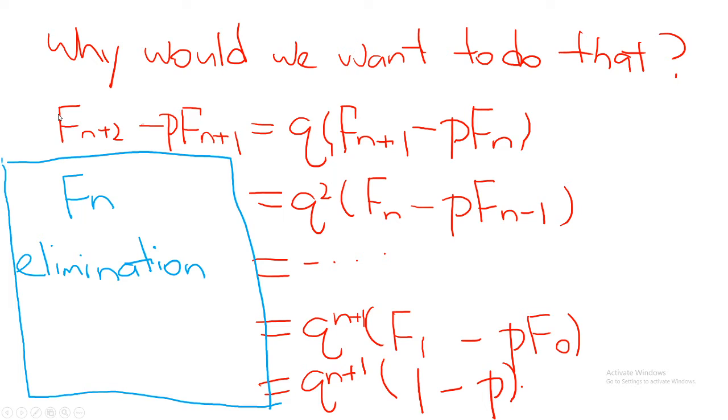Fn plus 2 minus p times fn plus 1 will equal q times fn plus 1 minus p times fn, and that will equal q squared times fn minus p times fn minus 1. We do this step by step, the same thing n plus 1 times. We will have q to the n plus 1 power times f1 minus p f0, which is 1 minus p. This particular transformation will be called fn elimination in the future.